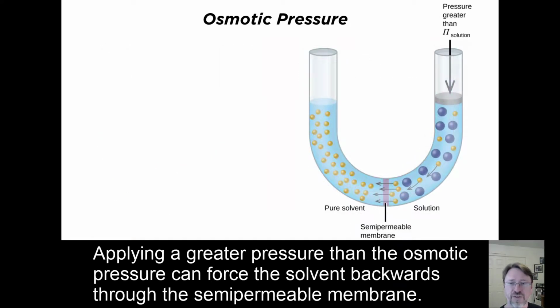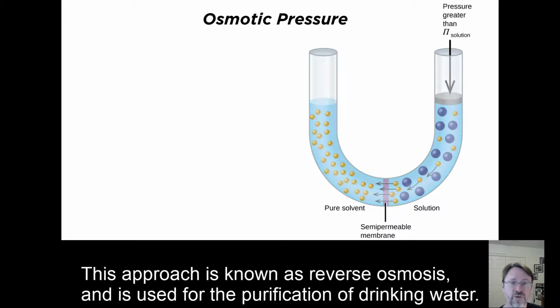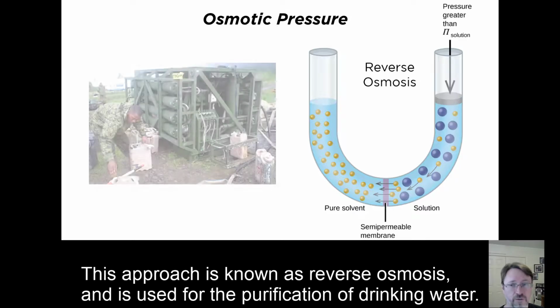Applying a greater pressure than the osmotic pressure can force the solvent backward through the semi-permeable membrane. This approach is known as reverse osmosis and is used for purification of drinking water.